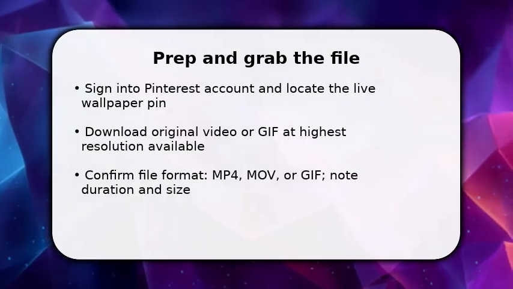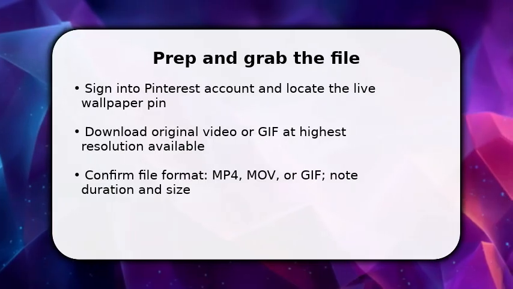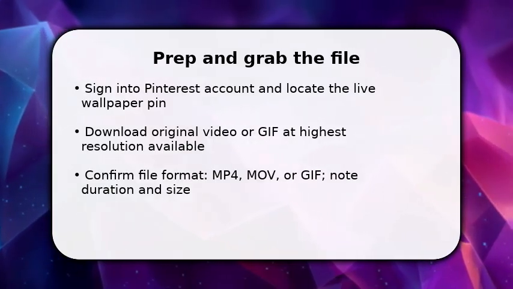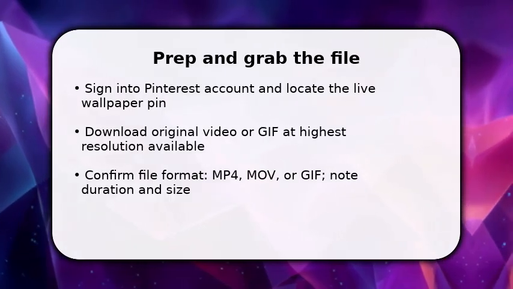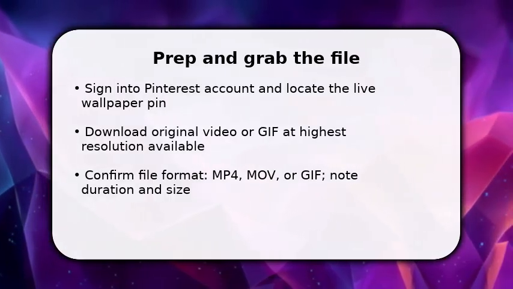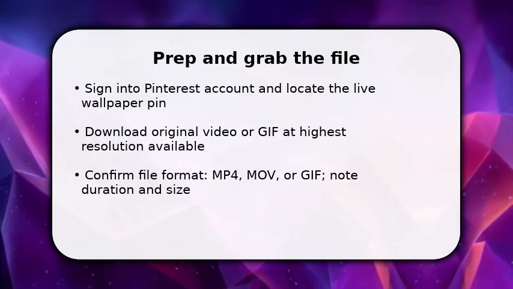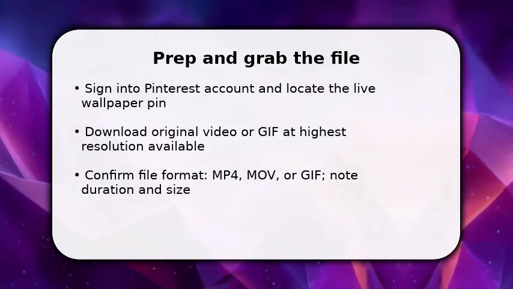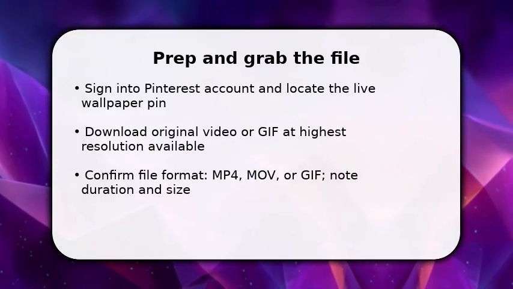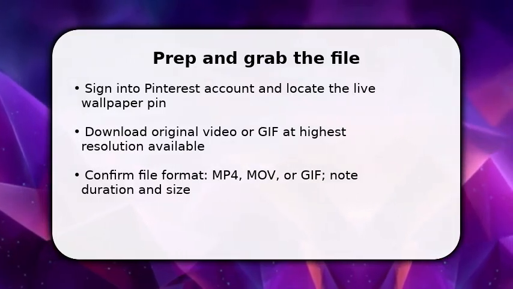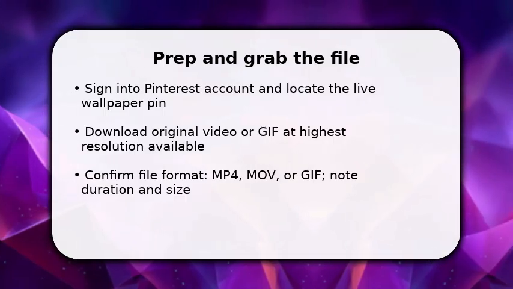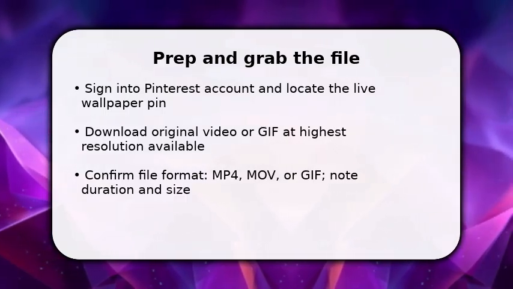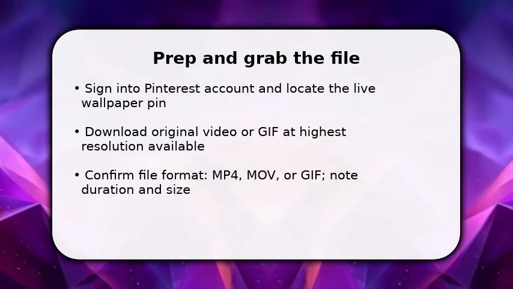You start by getting the actual media, open Pinterest, find the pin, and download the original video or GIF. Once done, check the file format and resolution so your device accepts it. MP4 or MOV works best. You should also note duration and file size because long or huge files can be trimmed. If Pinterest limits download, use the app save or export option on your phone. Make sure you have a stable connection before moving to device-specific steps.